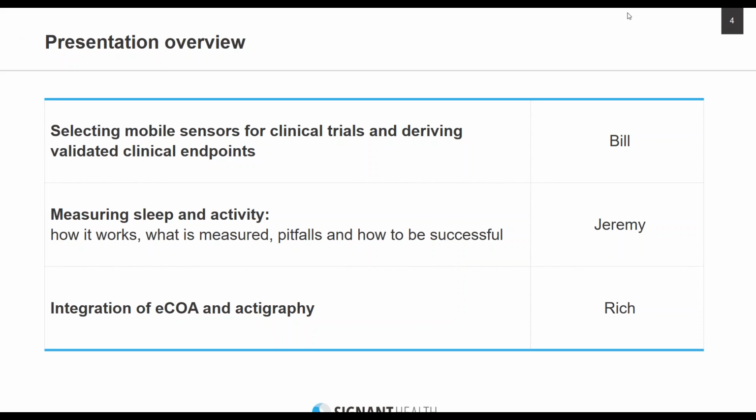So I'm going to kick off with a small section just looking at how we select mobile sensors for clinical trials, and some of the work we need to do to validate the clinical endpoints that we might derive from them. And then I'm going to hand over to Jeremy Wyatt, who's the president of Actigraph, who's going to talk a little bit more and drill into sleep and activity measurement using the devices that they have.